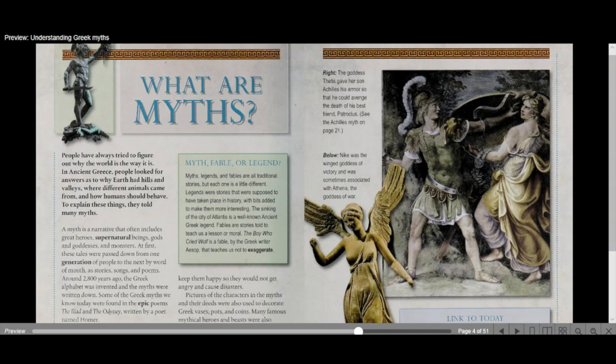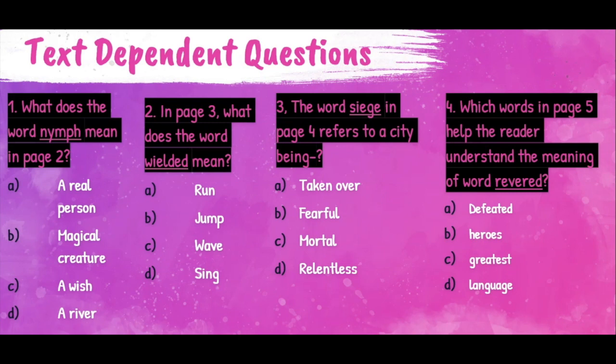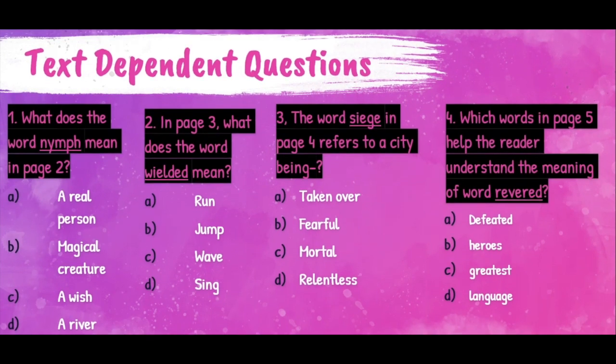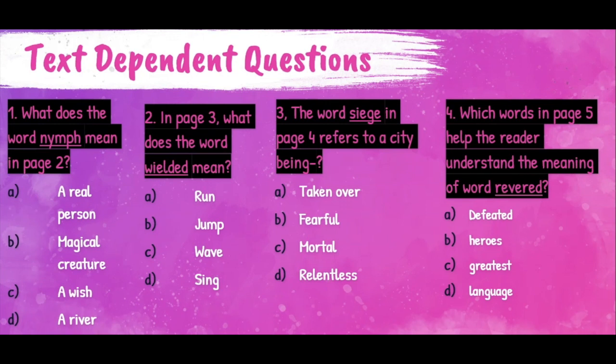Okay, boys and girls, the last thing that you're going to do for today's lesson is we're going to come back to our text-dependent questions. And you are going to answer 4 questions. Do you have to write the question? No. However, you do have to go back to my video so that you can find page 2. Let me tell you where page 2 is at.